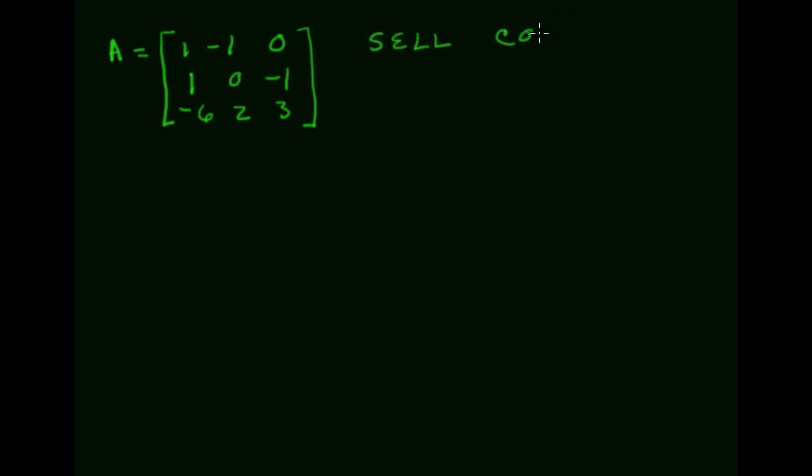Okay, so I'm going to work through the solutions for the crypto problems. In the first problem, you have the encoding matrix being 1, -1, 0, 1, 0, -1, -6, 2, 3. And what we need to do is first come up with the message matrix. So remember, in this problem, we are encoding the message cell consolidated.